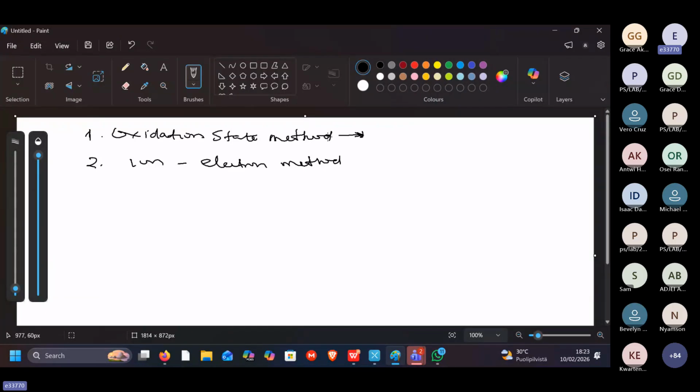So the first method cannot tell you which medium you are balancing the equation in, and the second one tells you. The ion electron method can tell you which medium you are balancing in, because at the end you are going to be introducing H plus or OH minus, so it tells you whether it's in the acidic medium or the basic medium.